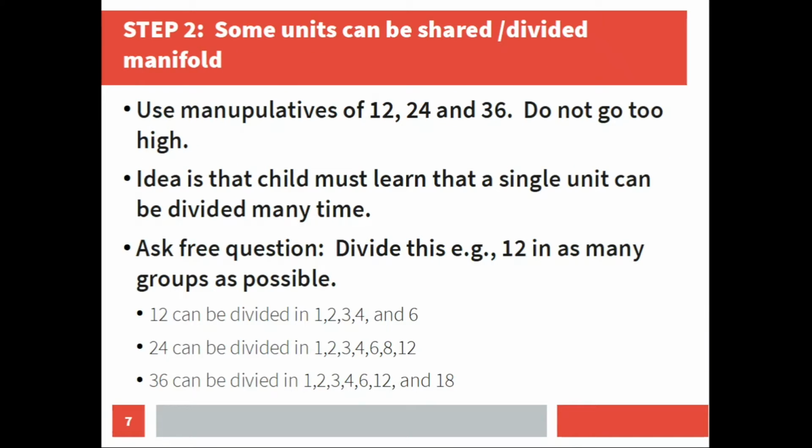The second step is that the child can learn that a unit can be shared or divided in many ways. And as I said, you can use 12, you can use 24, you can use 36. But do not go too high. I will say stop around 24. Don't make it too much, so the child can just play around, get wild, and share things equally.